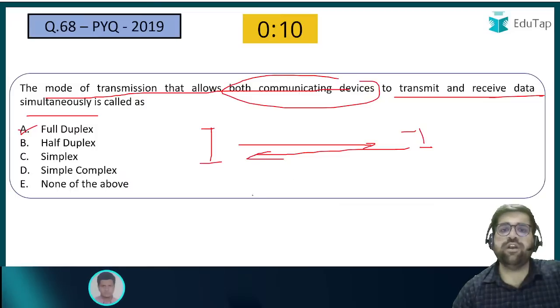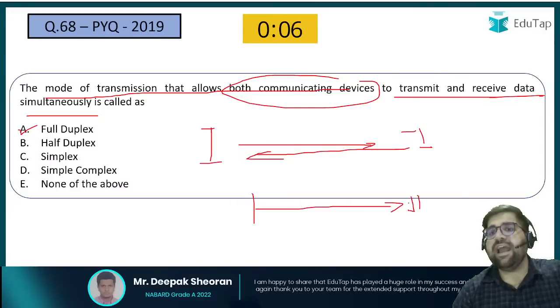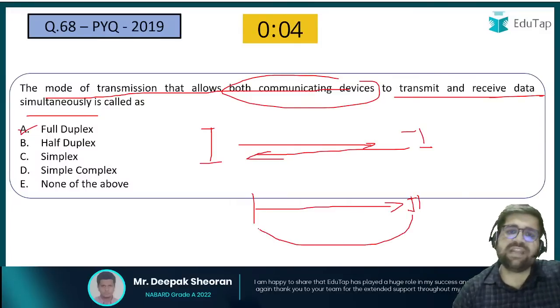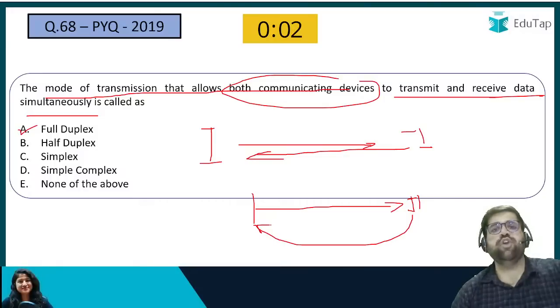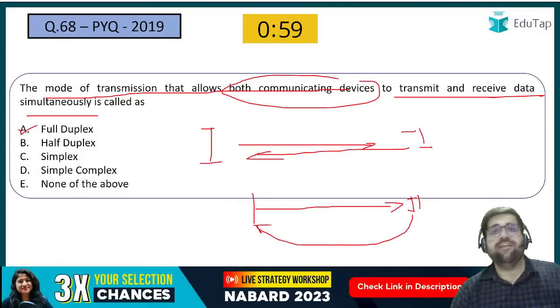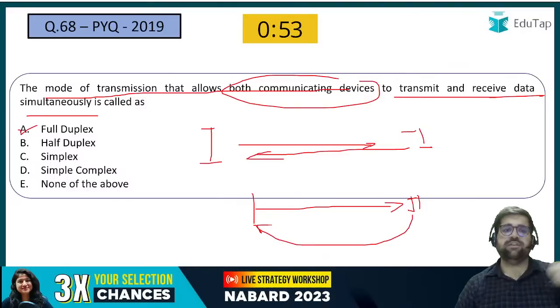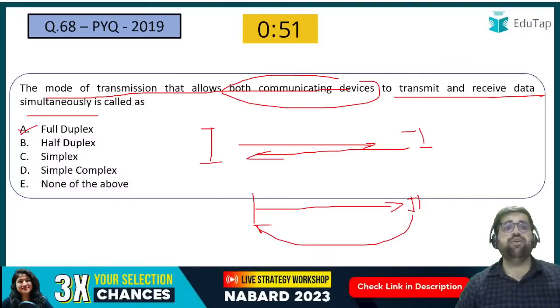Half duplex is where the first party gives the necessary instruction to the second party, and after listening to it, the second party gives the necessary instruction to the first party. The same thing happens in a walkie-talkie. First one person tells the message to the other, then the other person tells the second message to the first person. So that is half duplex.